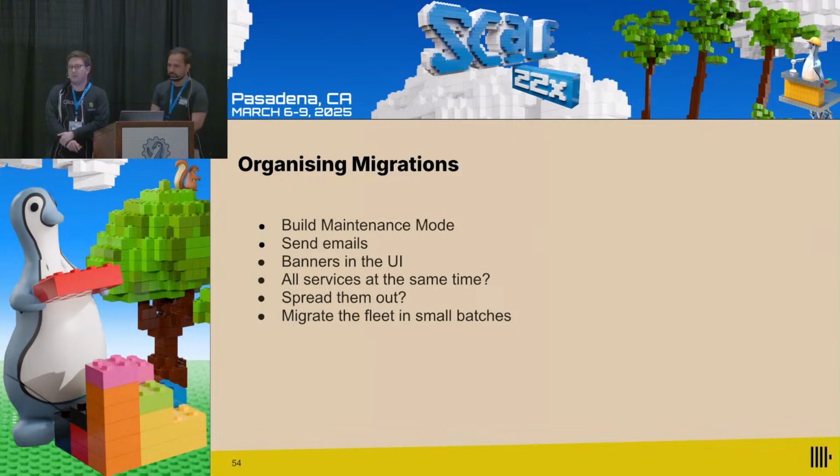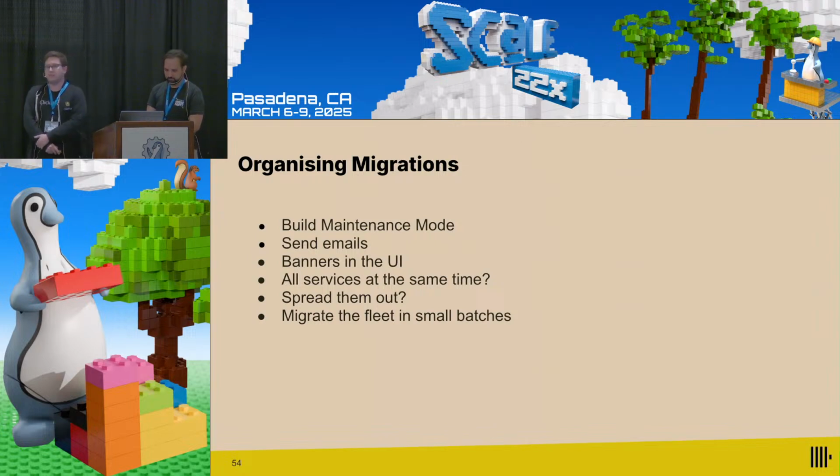So we built something called maintenance mode. I'll go into more detail about maintenance mode in a minute. But other things, we want to send them emails. We want them to see in the UI that two weeks before the migration happens, we let them know a migration will be coming so they're not surprised. When the migration is actually happening, we let them know.